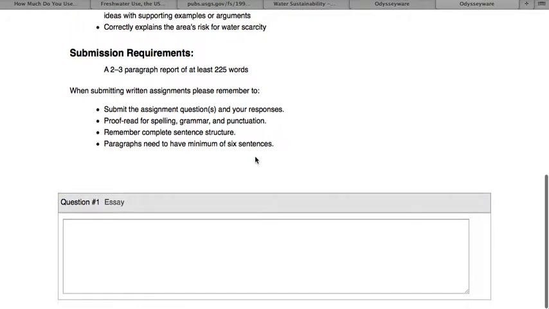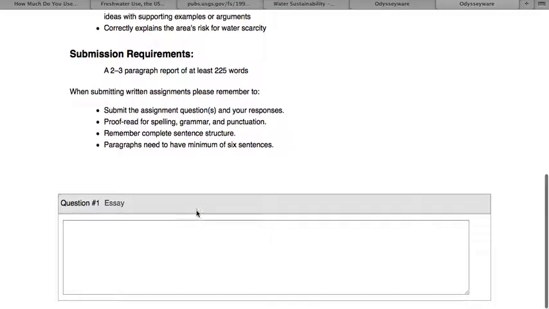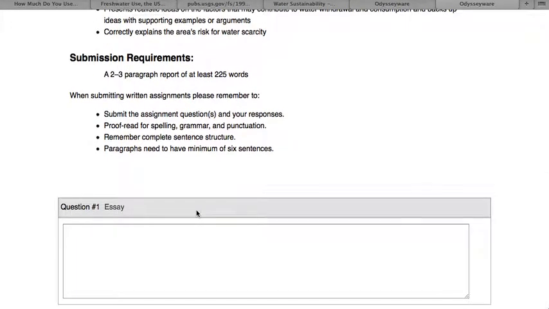So again, I would suggest writing this out in a Word document and then copying and pasting it in here, and then remembering to hit submit. That way, if there's ever an issue, you can always save that Word document and go back and reference it later. If OdysseyWare did something crazy and I didn't get a submission, you can always just attach it and email it to me, and then we don't have to worry about, hey, I didn't do the assignment, or hey, I lost the assignment.